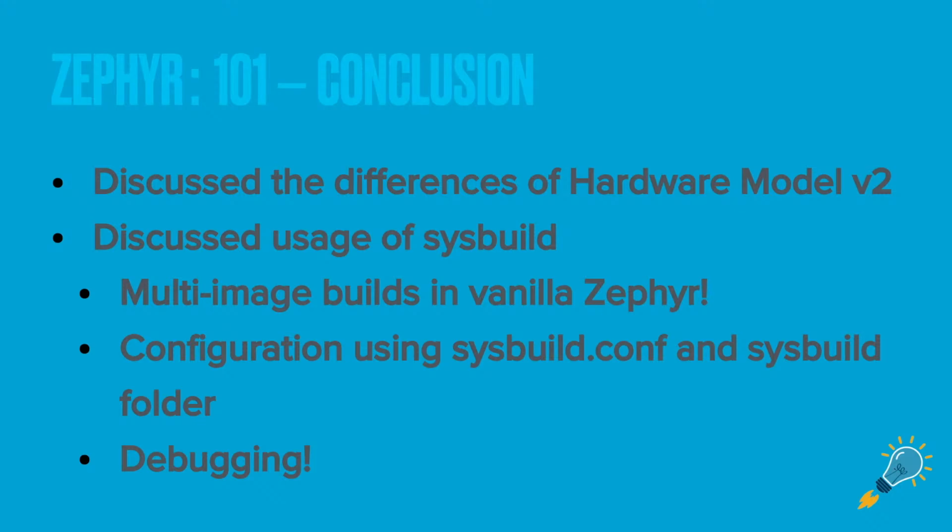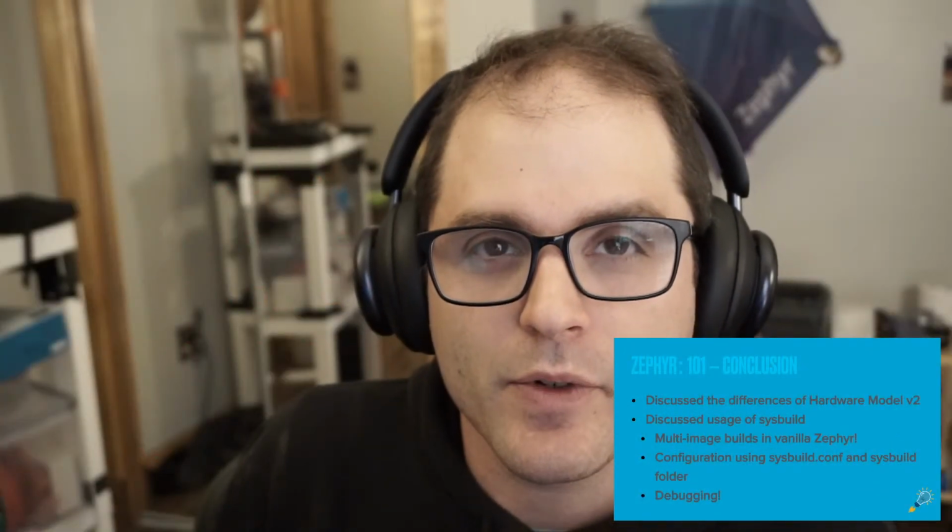So I know this is a lot of information in a short amount of time, but that was the high-level overview of hardware model version 2. We ran over Sysbuild, multi-image builds in vanilla Zephyr, which is great because it was something that was missing for a long time. And I can imagine some really cool things coming from this.